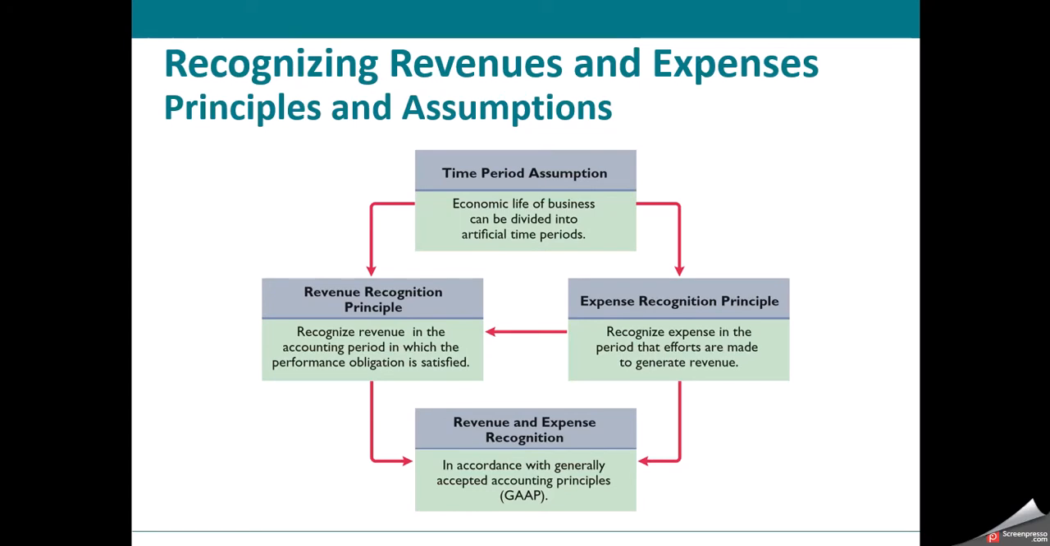So here are our different principles and assumptions. Our time period assumption is that we break the business into these artificial time periods: monthly, quarterly, annually. The revenue recognition principle says that we recognize revenue in the accounting period that the services were actually performed. The revenue and expense recognition is that we are following generally accepted accounting principles, and that we are going to recognize the revenue when we earn it, and we are going to recognize the expense when it's incurred, and the expenses go in the periods that the efforts are made to generate the income. So we're matching the expense to the income.